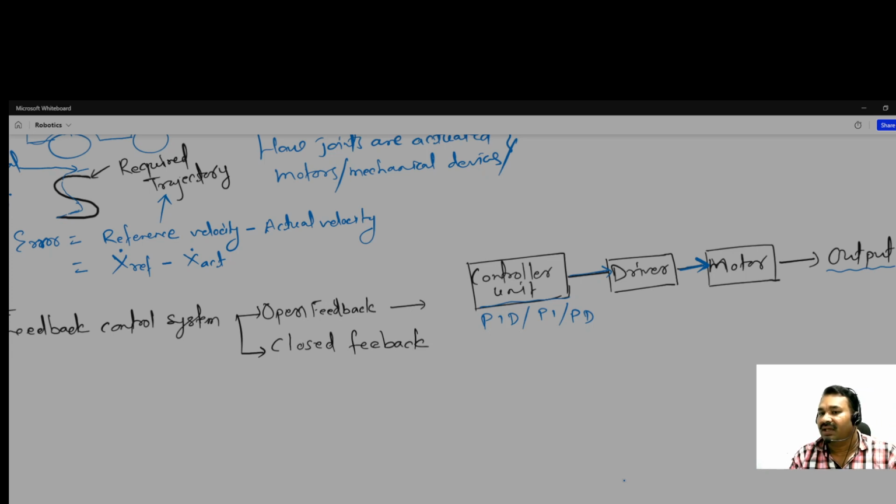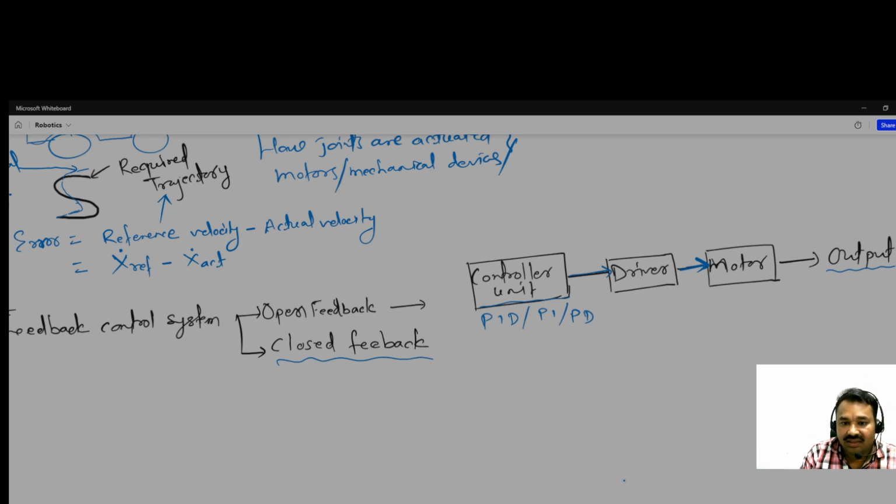Whatever output we are getting, there is no possibility to correct it. Like a water tank with a valve: suppose there is no valve in the water tank, so water will be overflowing. But if there is a valve, then this comes under the closed feedback system.